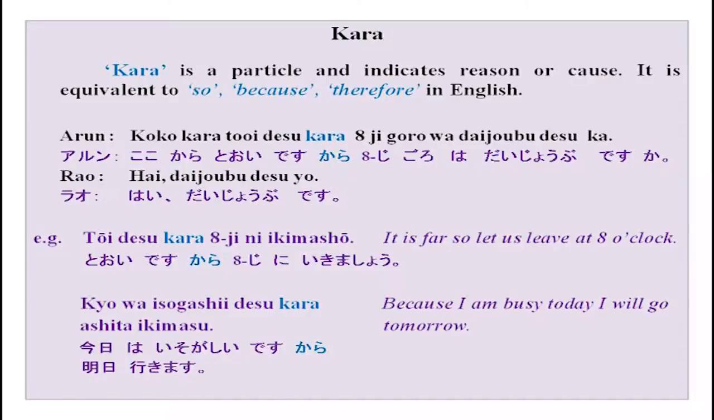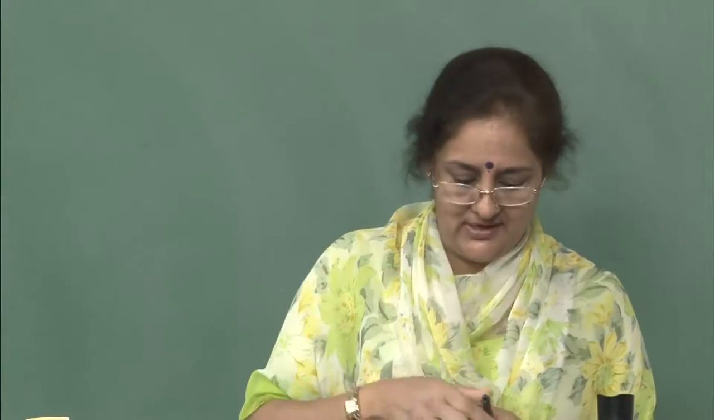So, please, there are two karas over here. One kara is from a certain time to a certain time, and from a certain place to a certain place. And now, this kara over here indicates reason for doing a certain activity. So, always remember, the reason is going to come first and the activity later. Because of this reason, I am going to do this. That is how it is going to be used in Japanese.